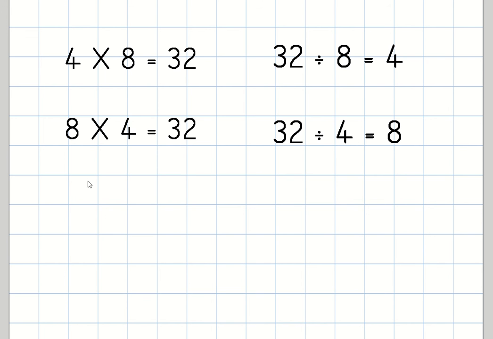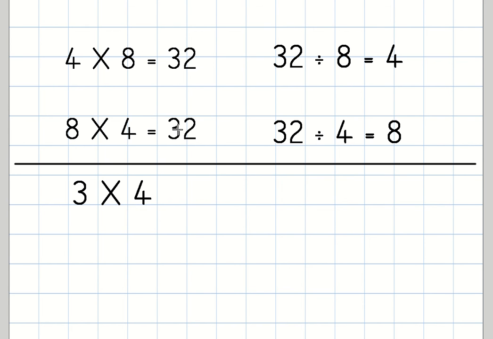Why don't you have a go at thinking how you could do that based on 3 times by 4? Why don't you pause the video and have a go at thinking what the 4 different calculations would be? Notice 2 a multiplication and 2 a division.